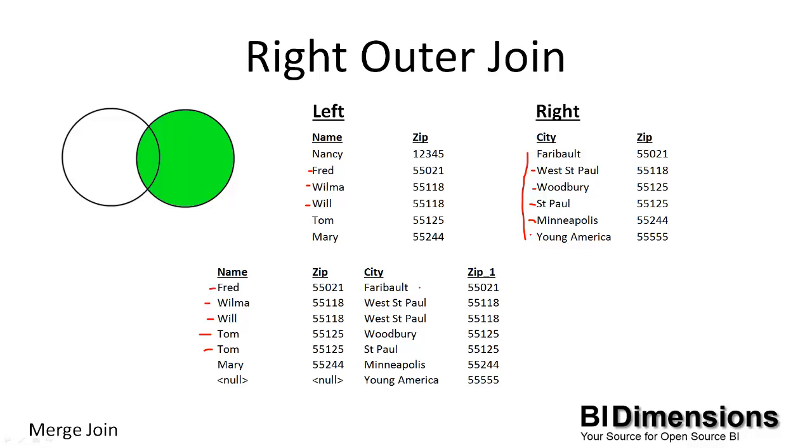But now look at here, we have Young America popping up, and down here we have Young America, but there is nobody that has a zip code of 55555. So we end up with nulls in the table for the name.